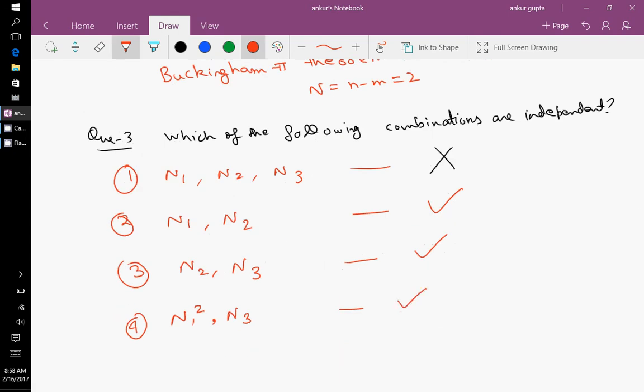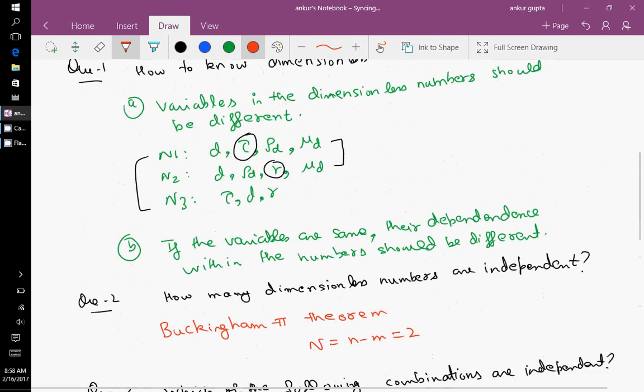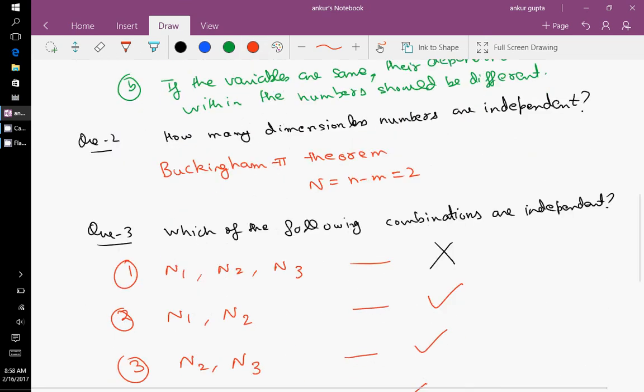Now what about a combination of n2 square and n2 raised to the power of 1 by 3? Are these two dimensionless numbers independent? n2 square and n2 raised to the power of 1 by 3 will have the same variables, because n2 square will have the same variables as n2, which are d, rho d, gamma and mu d, and n2 raised to the power of 1 by 3 will also have the same variables d, rho d, gamma and mu d. So they have the same variables.